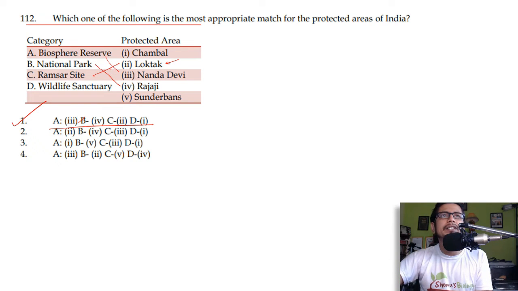So the only option with C with 2 is option 1. And then also Rajaji National Park, that is B with 4, true. A with 3: the biosphere reserve is Nanda Devi, and Chambal is a wildlife sanctuary. So yes, option 1 is the correct one. This is how you find it. Selecting one can help you find the option from the rest.